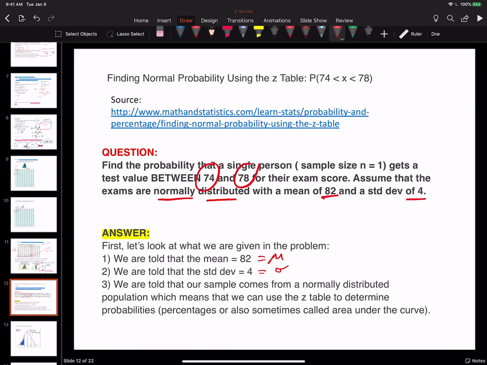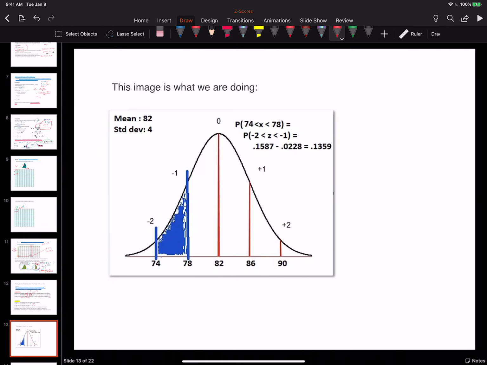And we have, let's say, x1 and x2. We have two numbers. We are told that our sample comes from a normal distribution population, which means that we can use the z-table to determine the probabilities, the percentages, or also sometimes called area under the curve. Let's work on this problem. Before I start the steps, I'm showing you the graph that helps you understand it. The mean is 82, standard deviation is 4, and we want to find the probability between 74 and 78.